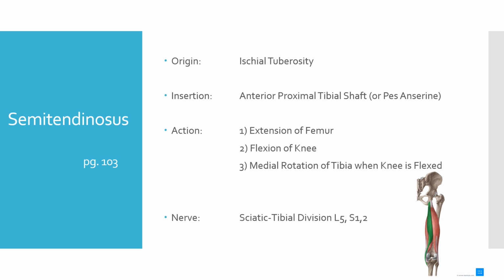Semitendinosus. The origin is the ischial tuberosity. The insertion is the anterior proximal tibial shaft or pes anserine. Three actions include extension of the femur, flexion of the knee, as well as medial rotation of the tibia when the knee is flexed. The nerve is sciatic tibial division, L5, S1, and 2.